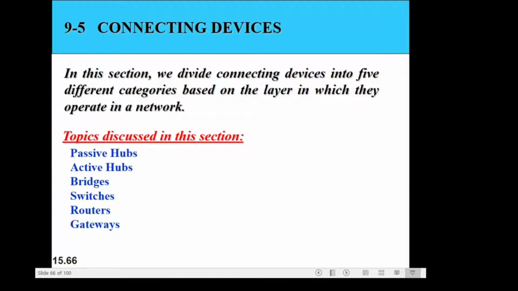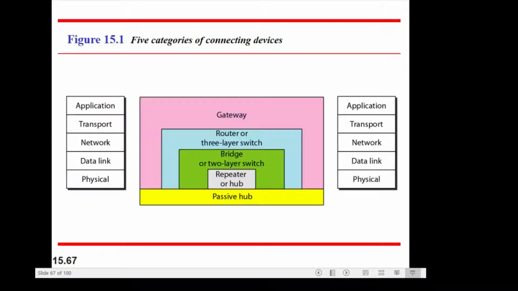Besides connecting the devices, they also help to connect one LAN to another LAN. So the devices can be categorized based on the network layers. You can look at the 5 layers: physical, data link, network, transport, and application.